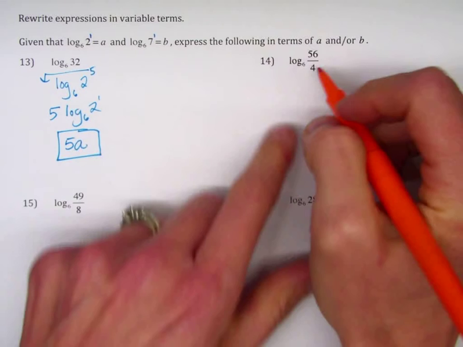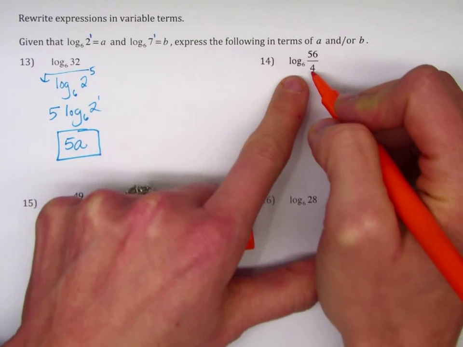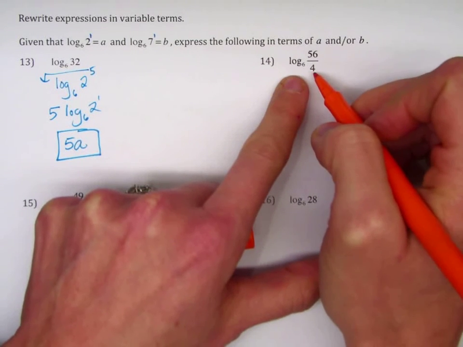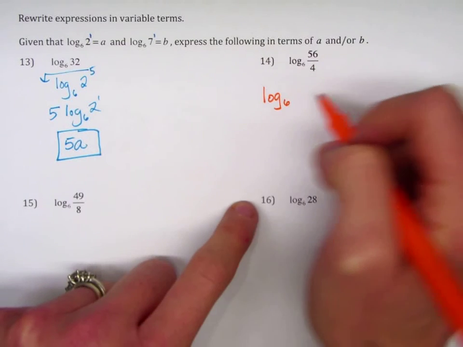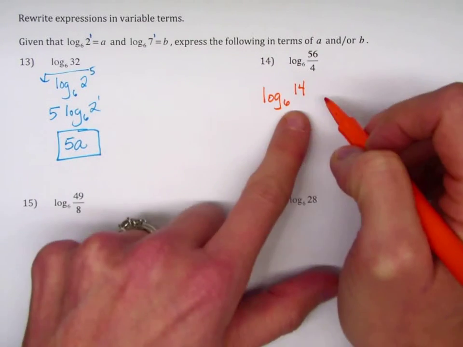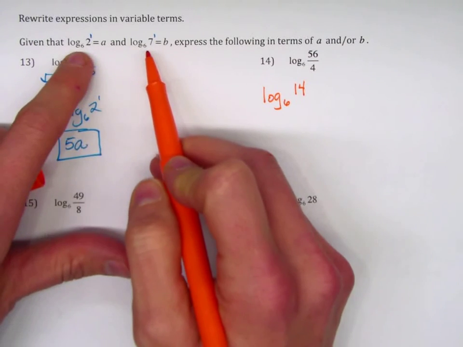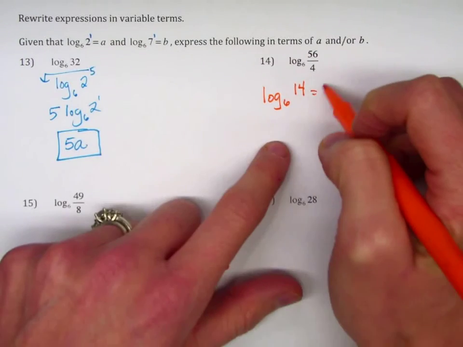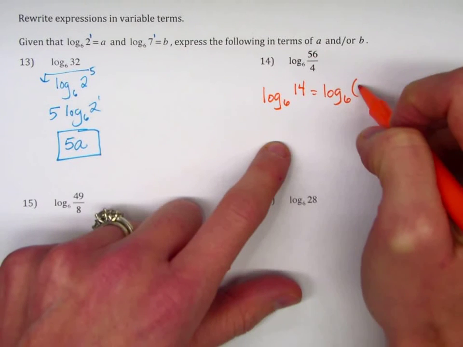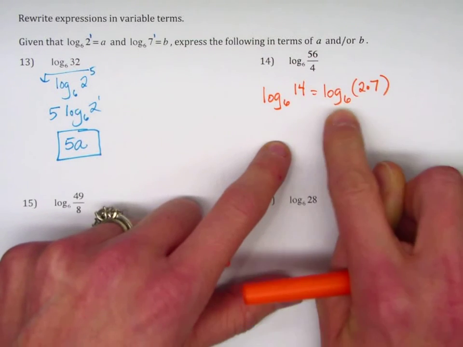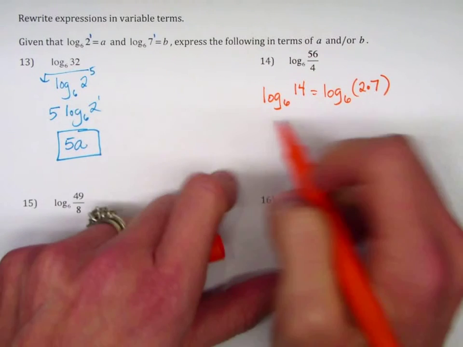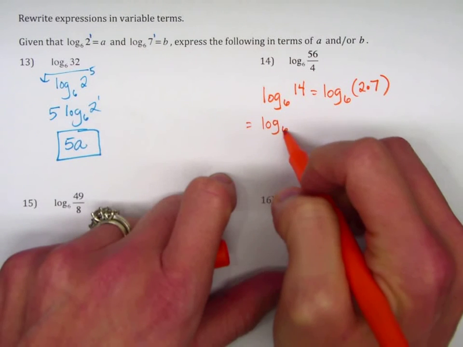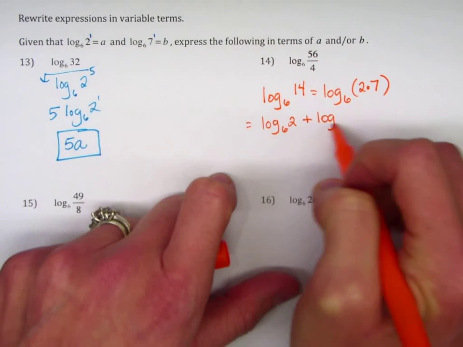For this one, we could subtract right away, log base 6 of 56 minus log base 6 of 4, but it's actually easier here to divide first, because 56 divided by 4 is 14. And then 14, if we're taking a look, again, we're trying to get 2's and 7's. And so this is really just log base 6 of 2 times 7. But if you have one log of a product, you can expand that into multiple logs. So this becomes log base 6 of 2 plus log base 6 of 7.